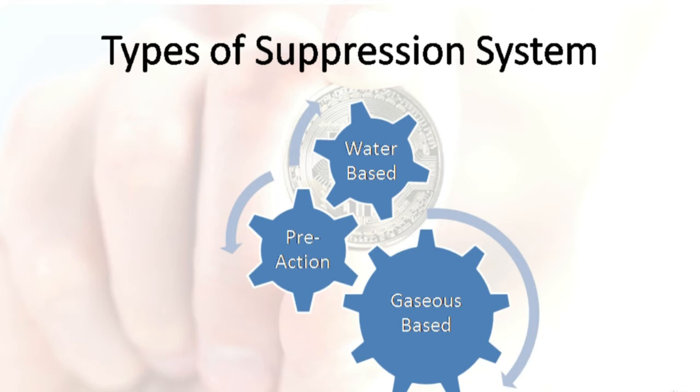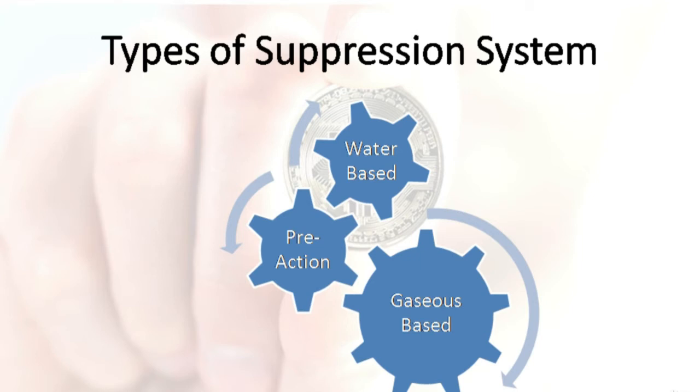Having just said about the suppression agent, let us look at the types of suppression system. There are generally three common types of suppression system, and they are the water-based, the pre-action, and the gaseous-based system. The water-based basically uses a sprinkler system, and the second one, the pre-action, is still using water, except that the pipe is kept dry until a fire is actually being detected.